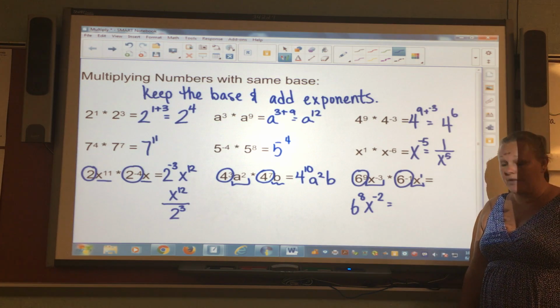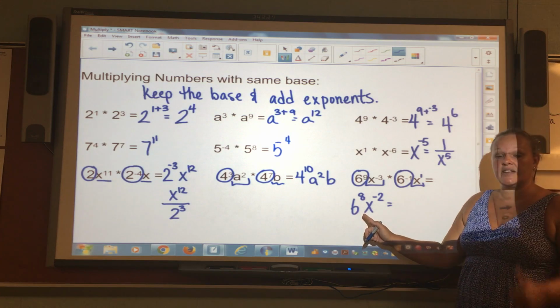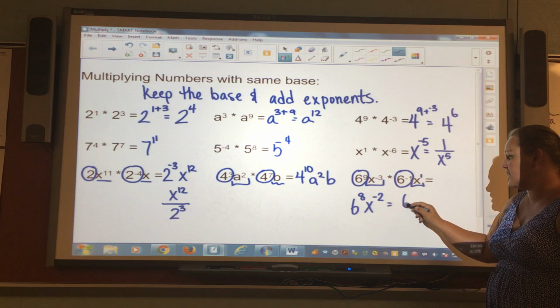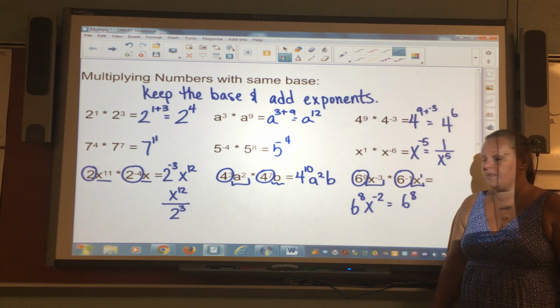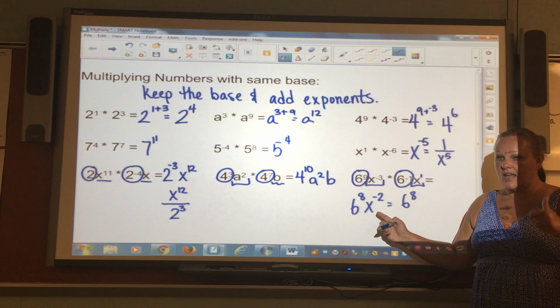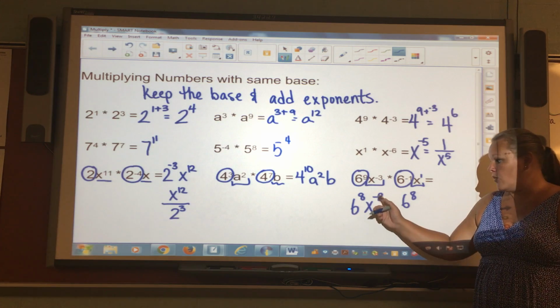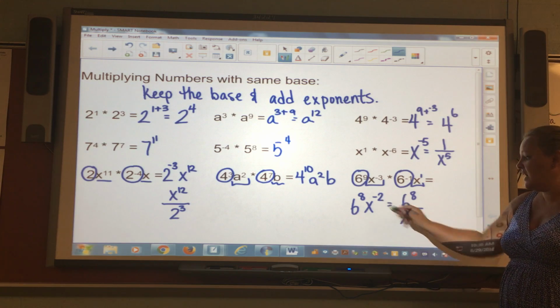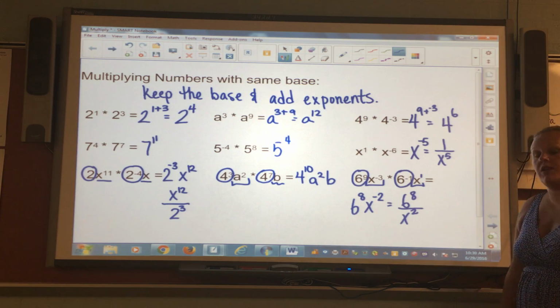And we need to simplify this one. Is the 6 going to stay, move, or turn to 1? It's going to stay because the 6 has a positive exponent. But the x, is it going to stay, move, or turn to 1? It will move because it has a negative exponent. So the base stays, and the -2 will become a +2.